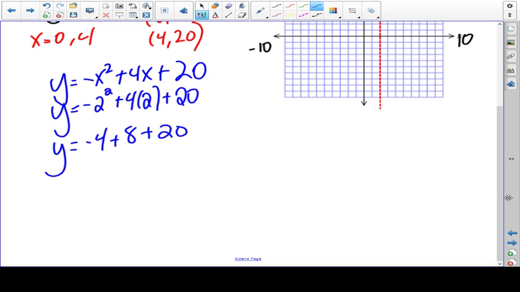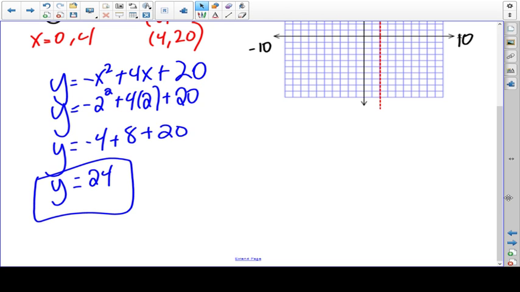And it's negative 4 because it's not negative 2 we're squaring. The number we're squaring is 2. 2 squared is 4, and then there's a negative sign in front of it. Negative 2 squared would be positive 4, but that's not what this was. So when we simplify this, we get 24. Y equals 24. So the vertex is (2, 24).